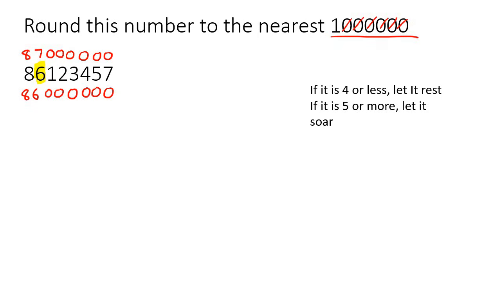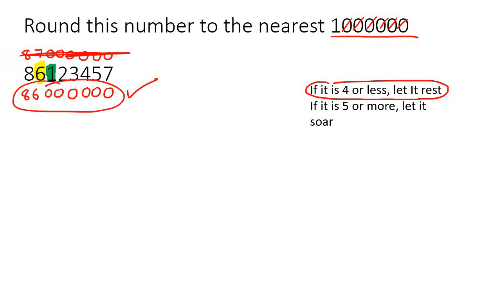So what we do now is we look at the number on the right, and that number is 4 or less. So it says let it rest. What that means is leave it alone. So this was a 6, so leave it alone. It stays a 6. And so the final answer would be this one here at the bottom and not that one at the top.